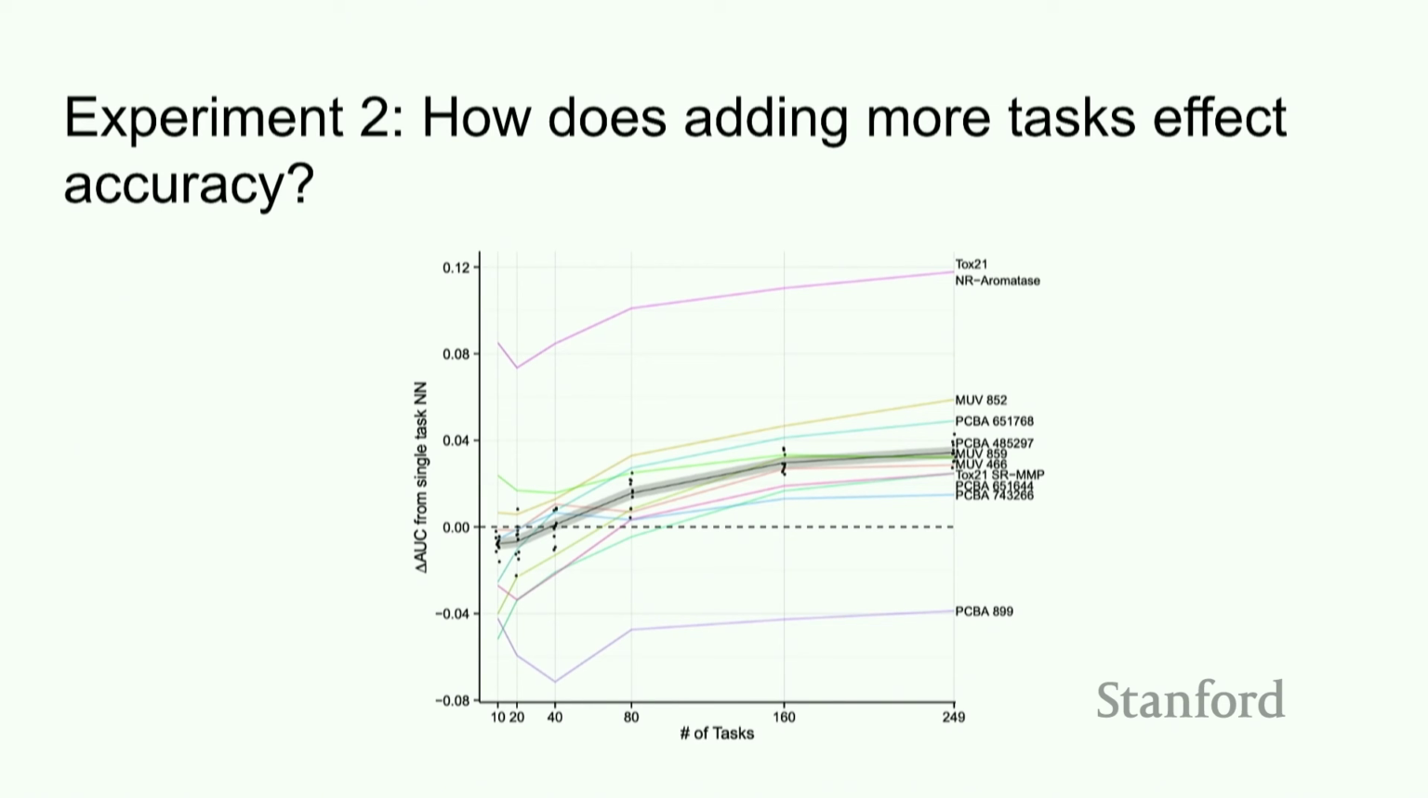They run it on some held-in set of 10 tasks, and they find that on average, the accuracy continues to increase over time. But notably, for many of them, the accuracy initially decreases with the addition of some tasks.